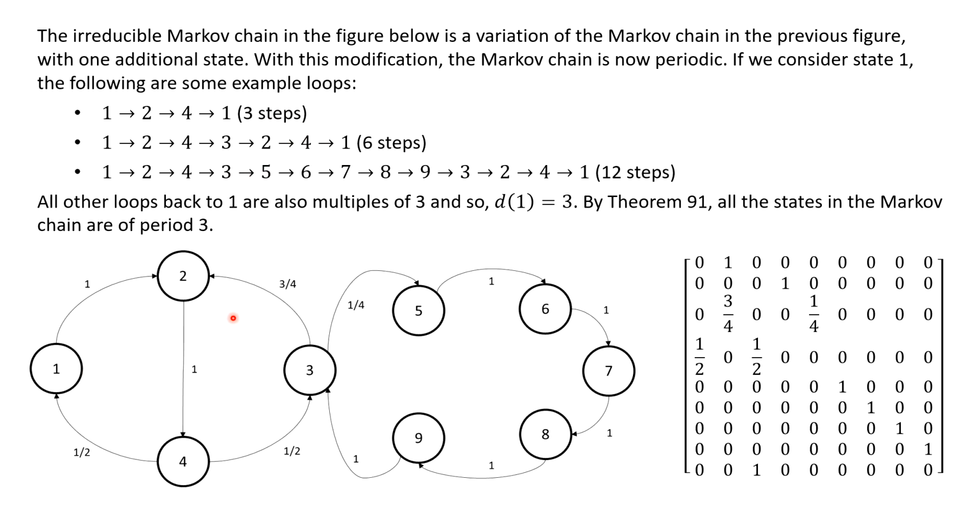And of course, you can cycle multiple times through these, and you're still going to get a multiple of 3. And then the more difficult one is where you go out here. So you go from 1 to 2 to 4, 3, then 5, 6, 7, 8, 9, back to 3, 2, 4, and then 1. That's 12 steps. Okay, so all the other cycles back to 1 are multiples of some combination of doing these multiple times. So the period of 1 is 3, and thus by our Theorem 91, all the states of the Markov chain are period 3. Okay, so that's the end of this lesson.